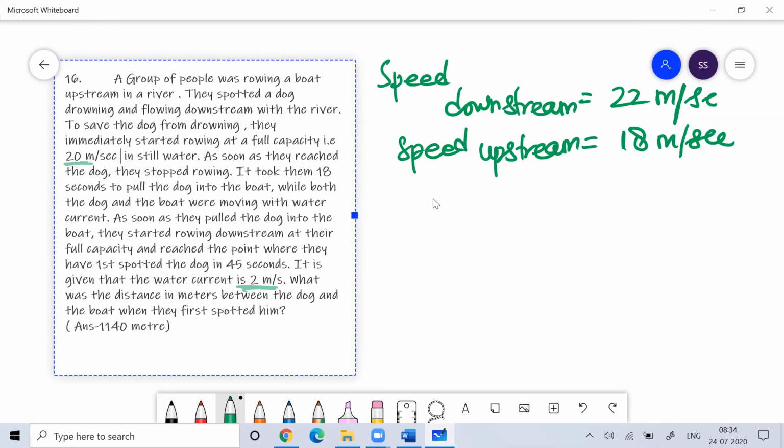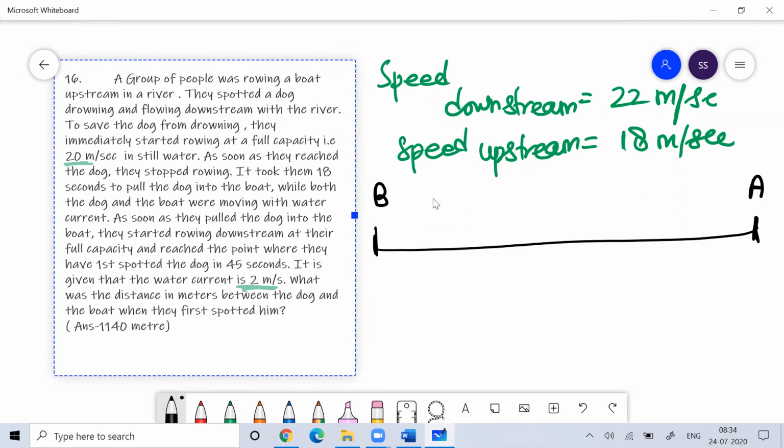The next thing you need to understand is, suppose these people were here and the dog was here. When they first spotted the dog, suppose the dog was at point B and they were at point A. Then the dog is moving with water speed at 2 meter per second. Suppose the water is going in this direction and these people are moving against the water, in upstream, at 18 meter per second.